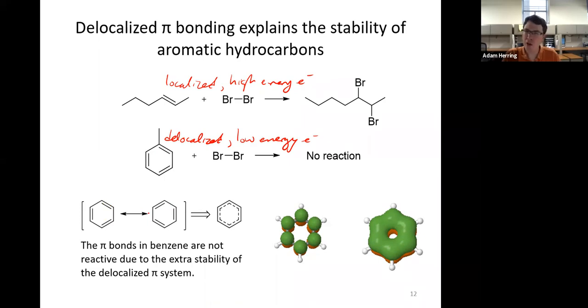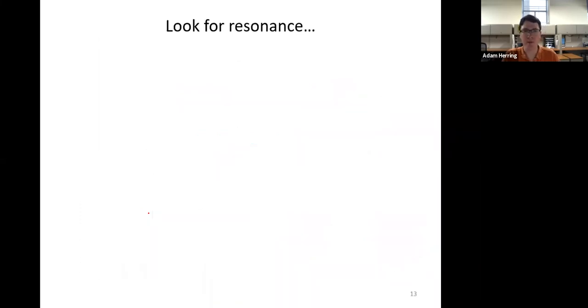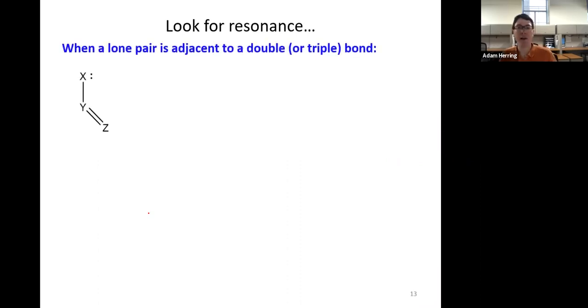So, how do you identify whether or not there'll be resonance? There are a couple patterns to look for. One is when we have a lone pair that's adjacent to a double or triple bond. What ends up happening is it's as if those electrons in the lone pair collapse down to form a double bond, and the electrons that were in the double bond move up onto the next atom. So it's kind of like they're shifting positions. That's how we can recognize the two different resonance forms.